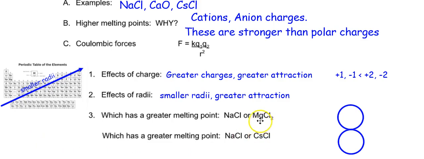Sodium chloride or magnesium chloride. Well, what do they have in common? They both have chlorines, all right? So it's really a matter of sodium and magnesium. If I look at sodium and magnesium over here, they're side by side. Their radius isn't that much different from one another, okay?